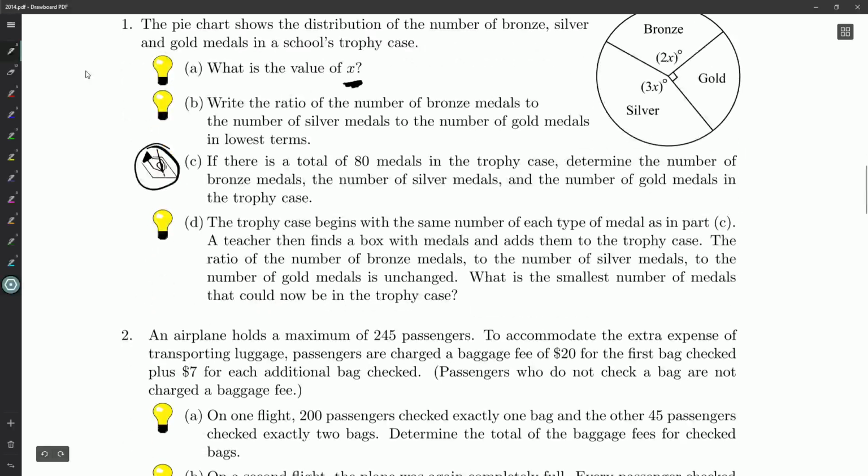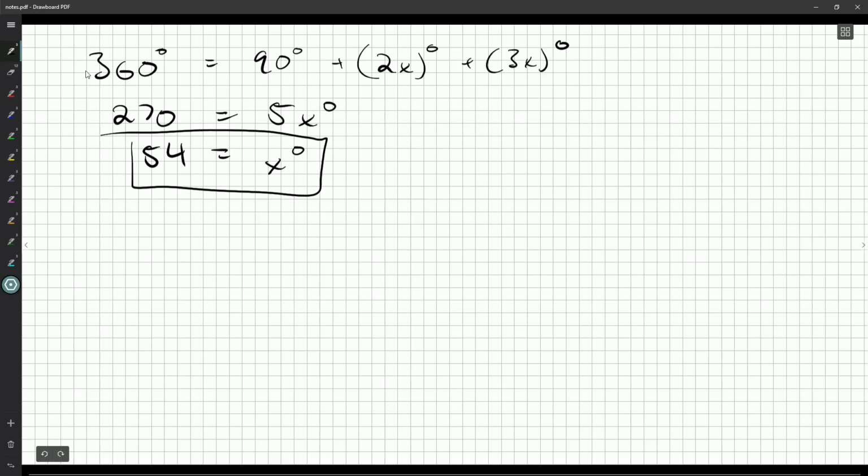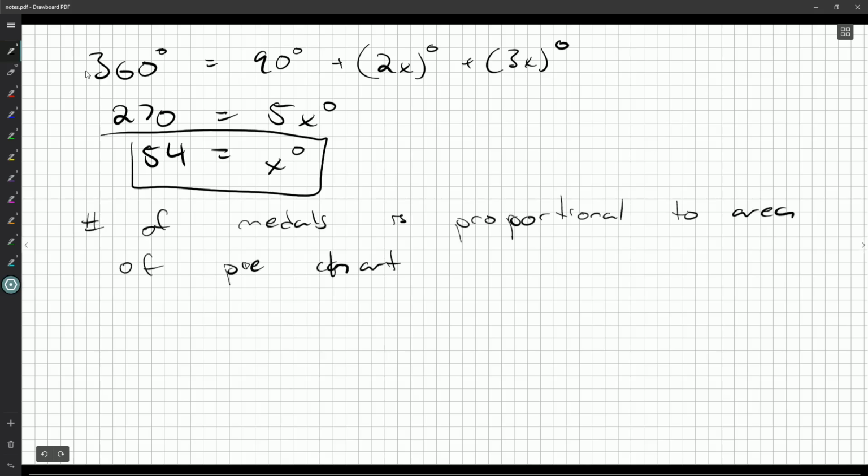Okay. B, write the ratio of the number of bronze medals to the number of silver medals to the number of gold medals in lowest terms. Okay. Well, we know the number of medals is proportional to area in the pie chart, which is in turn proportional to the angle of the pie slice.